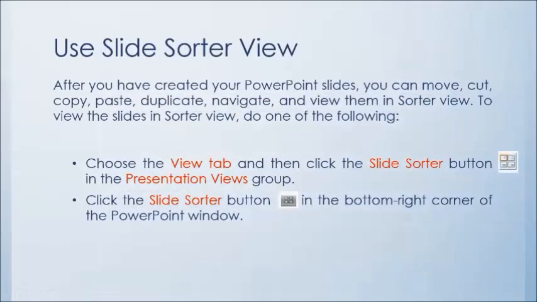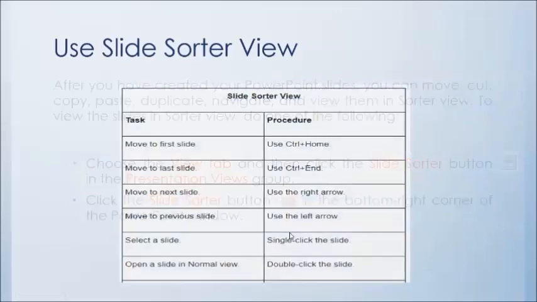Next, we have Use Slide Sorter View. After you have created your PowerPoint slides, you can move, cut, copy, paste, duplicate, navigate, and view them in Slide Sorter view. To view the slides in Slide Sorter view, do one of the following: choose the View tab and then click the Slide Sorter button in the Presentation Views group, or click the Slide Sorter button in the bottom right corner of the PowerPoint window.